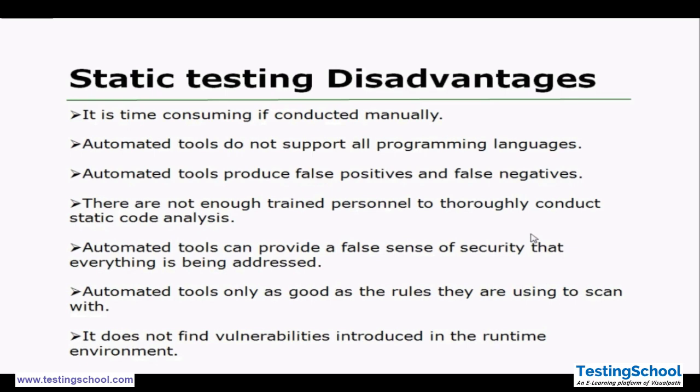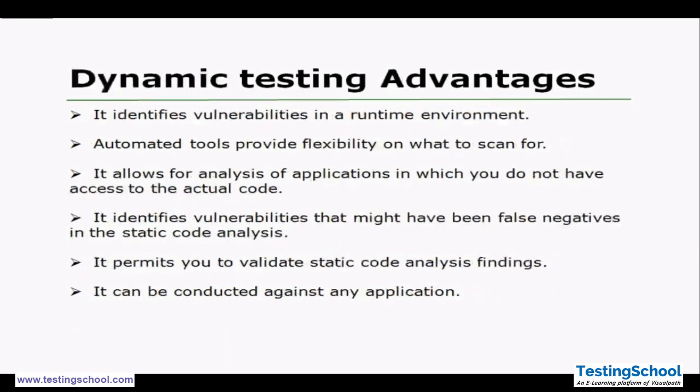Automation tools are only as good as the rules they are using to scan with. They are used to perform a certain fixed path, and they do not find vulnerabilities introduced in the runtime environment. So static testing has some disadvantages, as on this screen. So let's see what dynamic testing is.